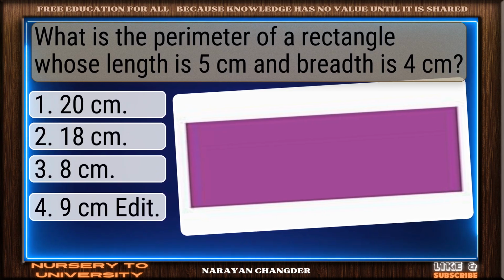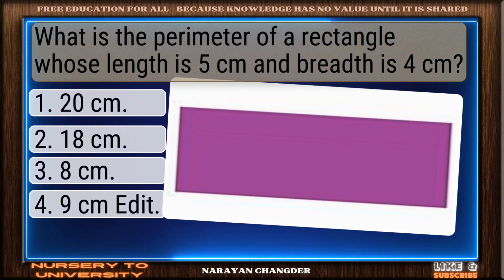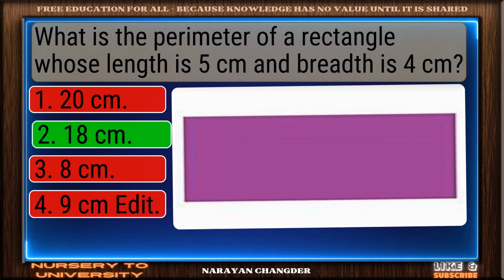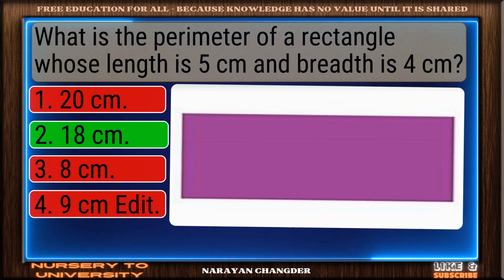What is the perimeter of a rectangle whose length is 5 cm and breadth is 4 cm? You chose 18 cm, and it is correct.